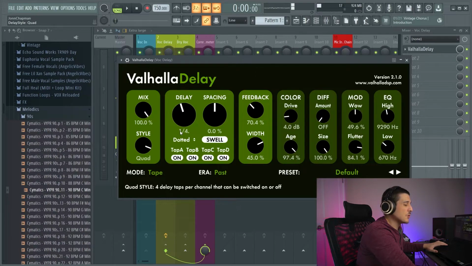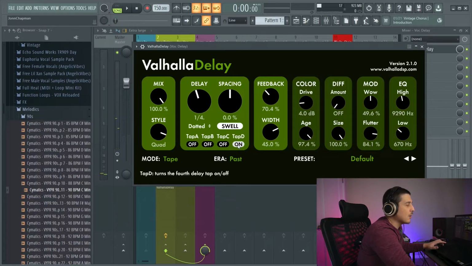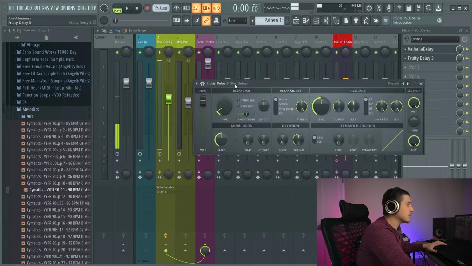Next thing we have, which is interesting, is quad. This is really cool for creating rolls. In our quad style on the Valhalla delay, we got the different taps we can turn on and off, all representing different speeds, creating interesting roll effects. And much like this, we also have different delay models.